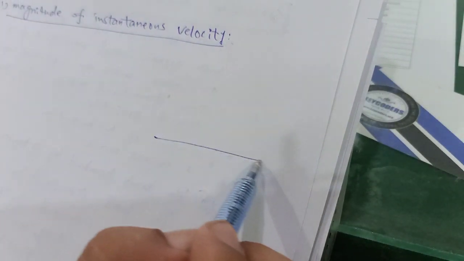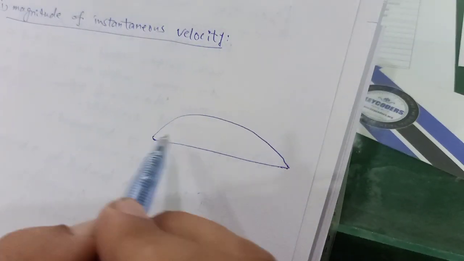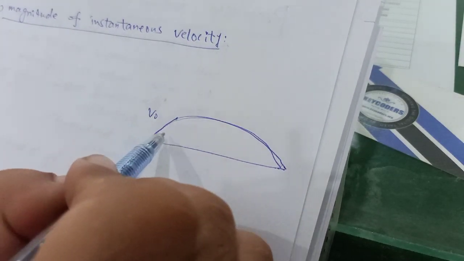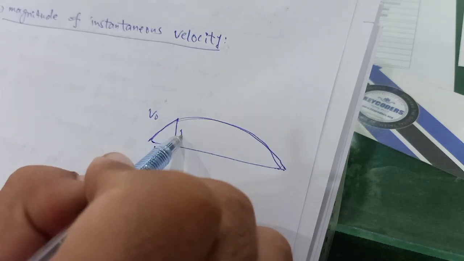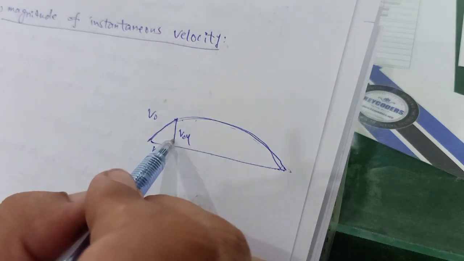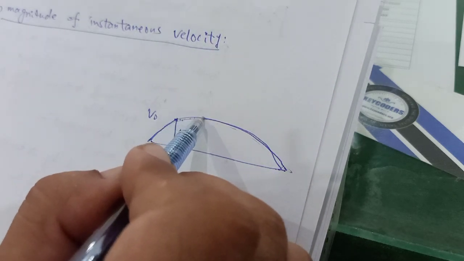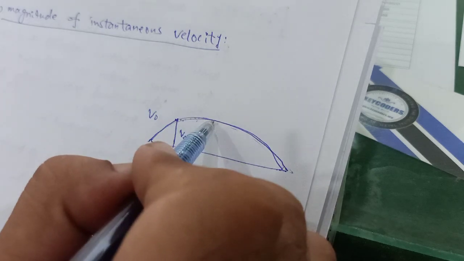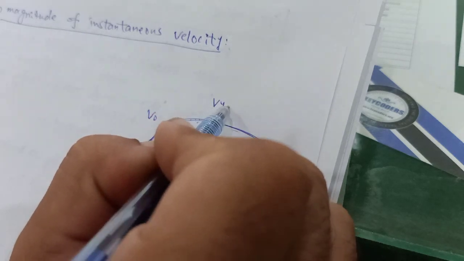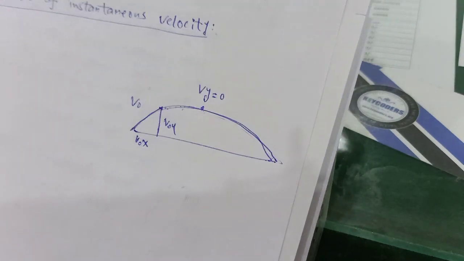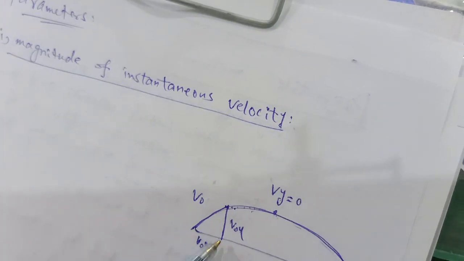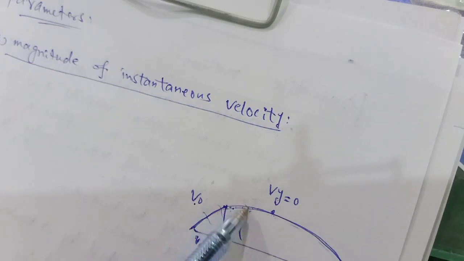If we have a projectile motion, as we studied, during the course of its journey its velocity has two components, v naught x and v naught y. V naught x remains constant throughout the way, but v naught y is initially v naught y, and as it moves upward it decreases, and when it reaches a certain height called the summit, its vertical velocity becomes zero. So magnitude of instantaneous velocity means how we will find the velocity of the projectile at any point during its journey.